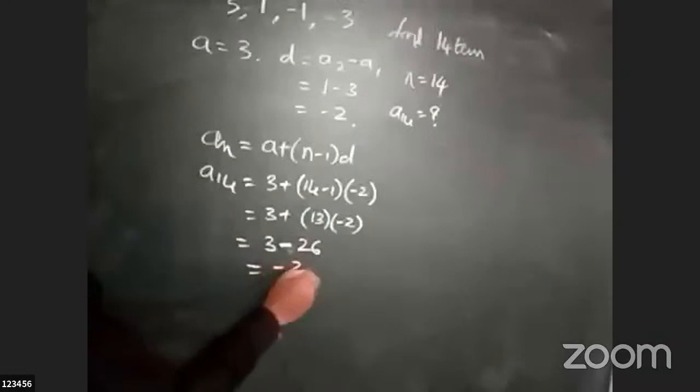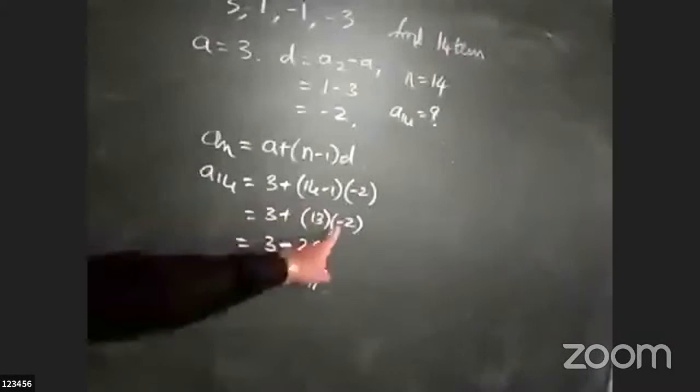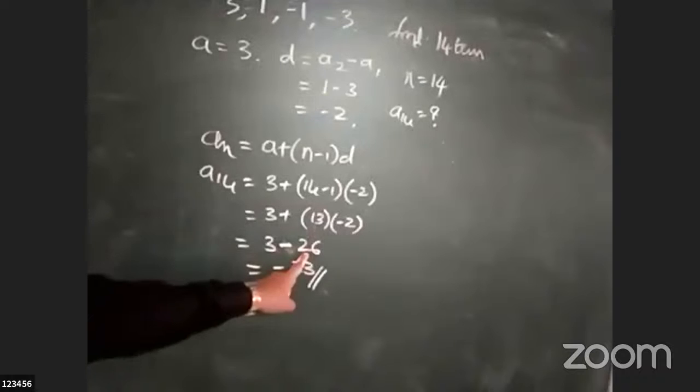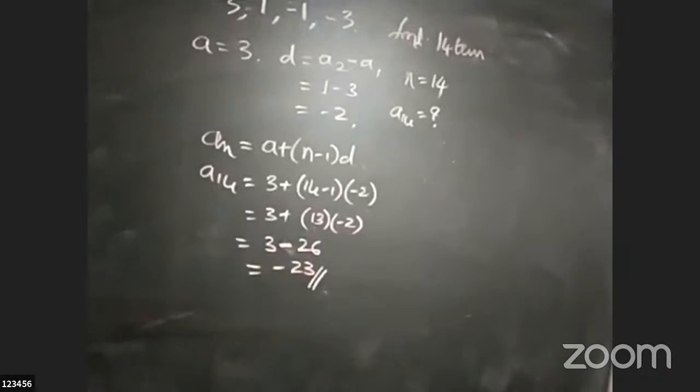What is your answer? Minus 23. 3 minus 26 you are getting minus 23. Some of you are saying 29, no? It's wrong, sir. The answer is minus 23, because 3 minus 26 is equal to minus 23.